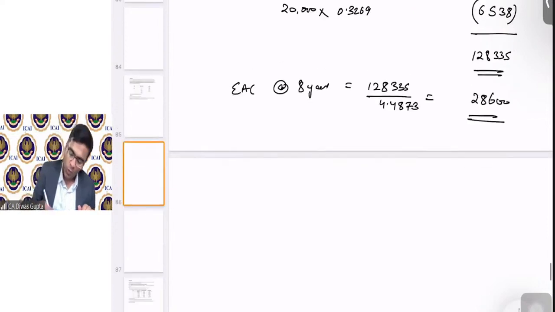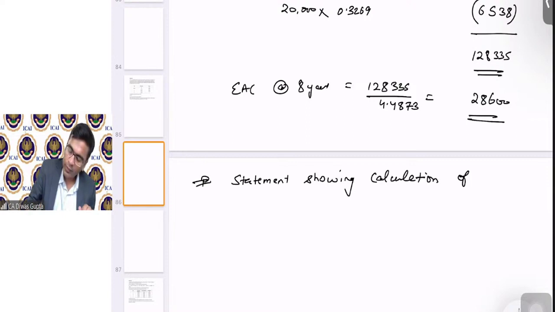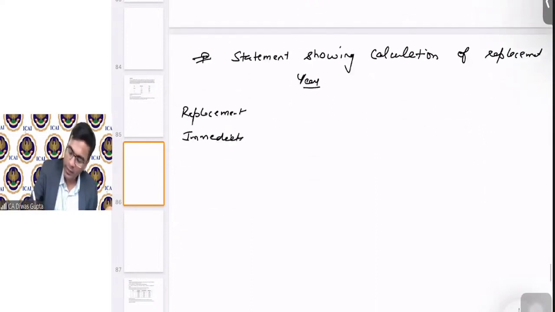Now we can come to our statement showing calculation of replacement. Okay. So in this, we will take the different scenarios, replace immediately. So we will put years here, we will put cash flows here, we will put the present value factor at the rate of 15% here, and finally, the present value.